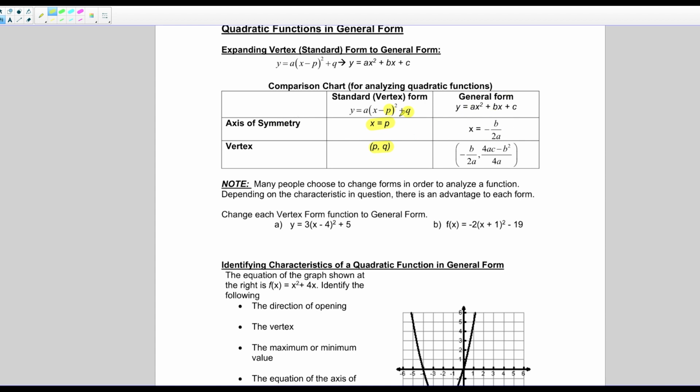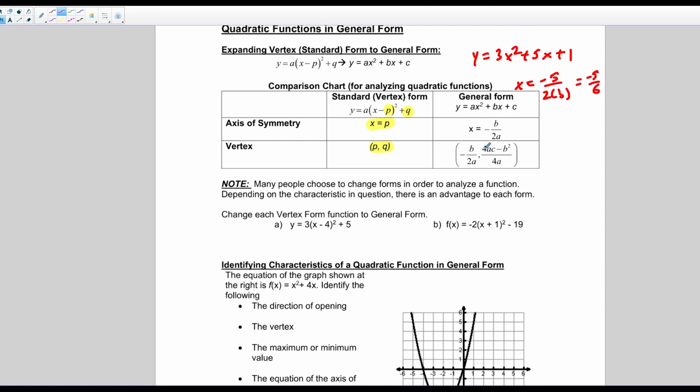With the axis of symmetry, taking a look at our equation here, we have x is equal to -b over 2a. The b and the a just simply come from our equation in general form. So let's say, for example, we have y is equal to 3x squared plus 5x plus 1. In this case, our axis of symmetry would be x is equal to -b, so -5 over 2 times 3. So we get -5 over 6, and that's going to be our axis of symmetry. So that's how we'd use that portion there.